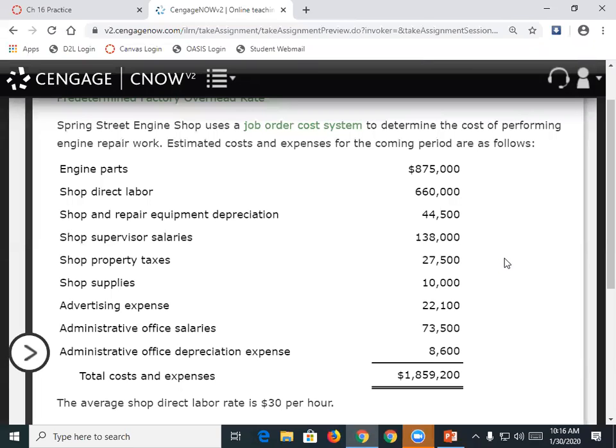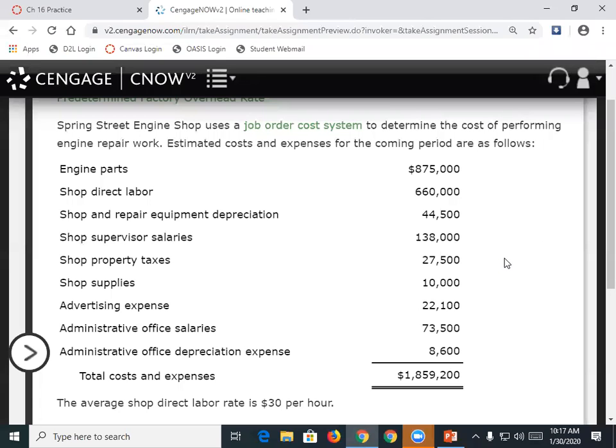Shop supplies? Yes, that's an indirect material. Advertising expense? No, that's a period expense. Administrative office salaries? No. Period. Very good. Administrative office depreciation? No, period. They listed them in order, didn't they? So we had direct materials, direct labor, overhead, and period costs. So these are my only overhead costs, those 4 costs.